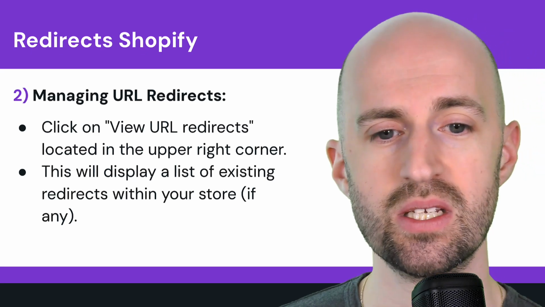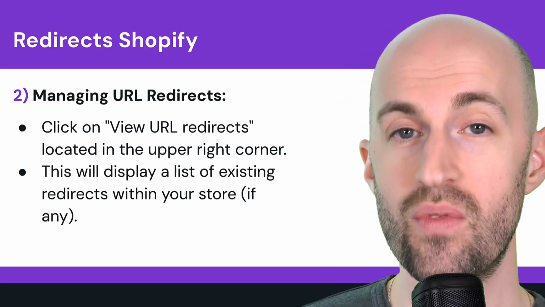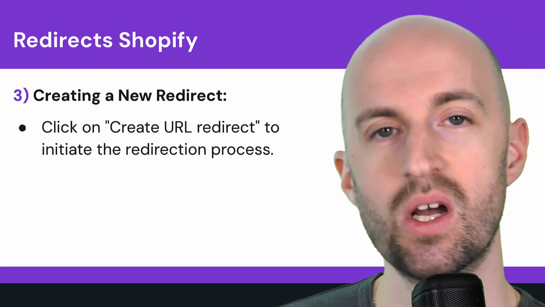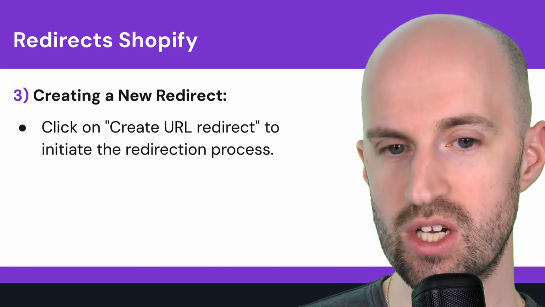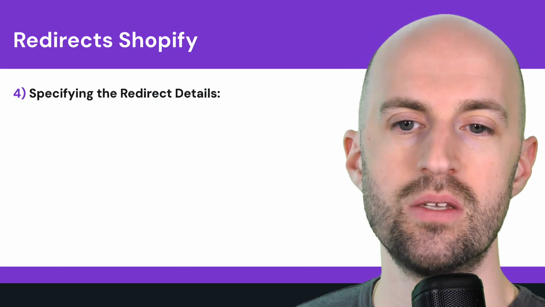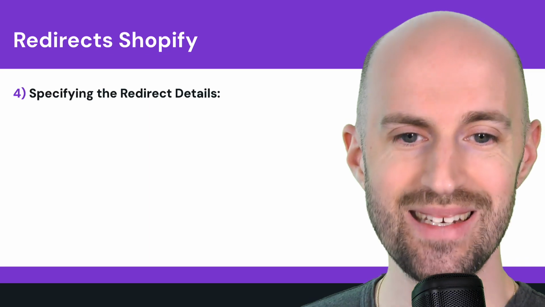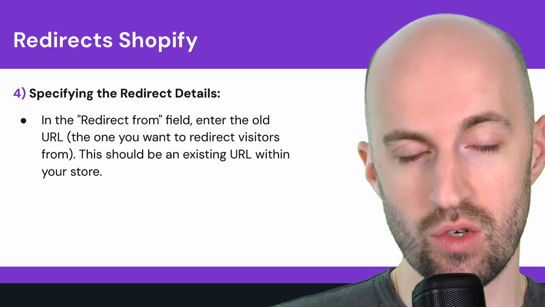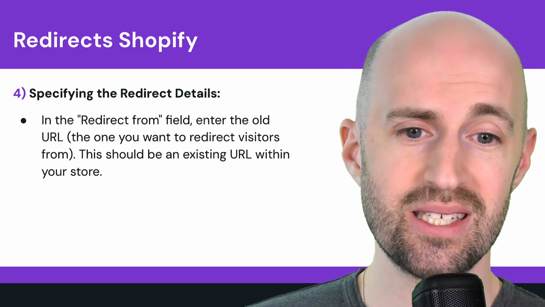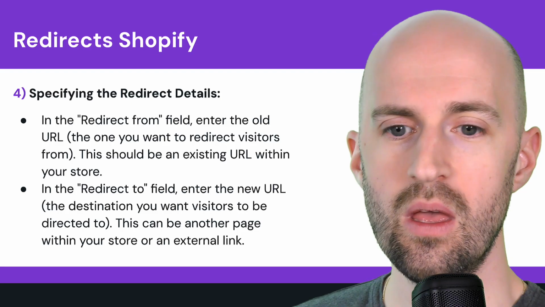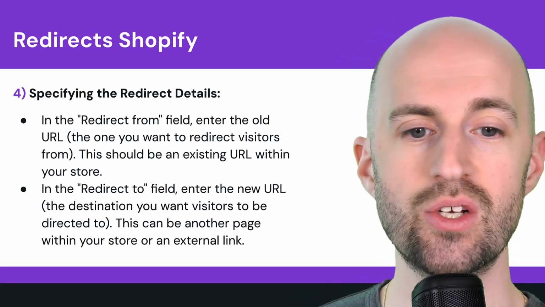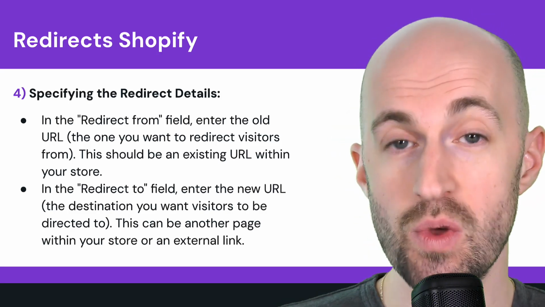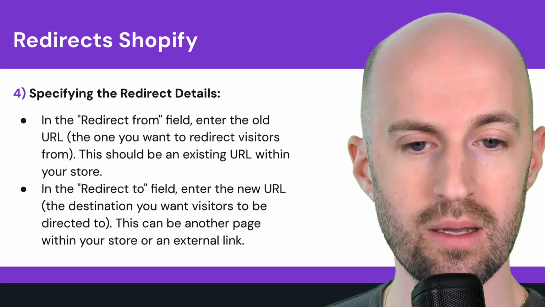This will display a list of existing redirects within your store, if there are any already. Next, you want to create a new redirect. Click on Create URL Redirect to initiate the redirection process. Step 4 is to specify the redirection details. In the Redirect From field, enter the old URL, the one you want to redirect visitors from, and this should be an existing URL within your store. Then in the Redirect To field, enter the new URL, the destination you want visitors to be directed to. This can be another page within your store or an external link.